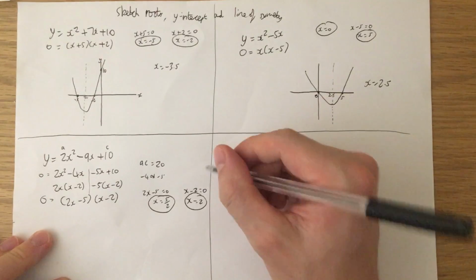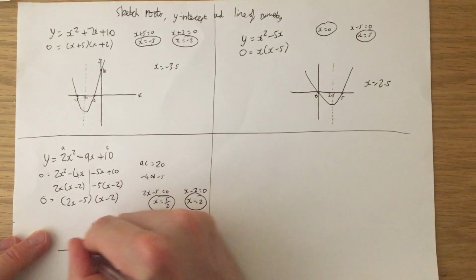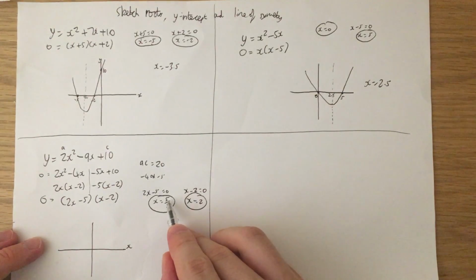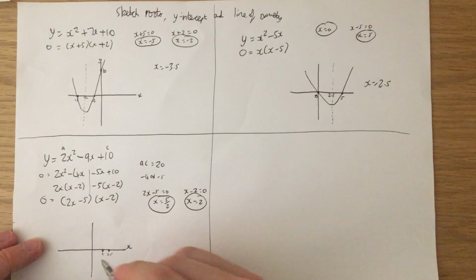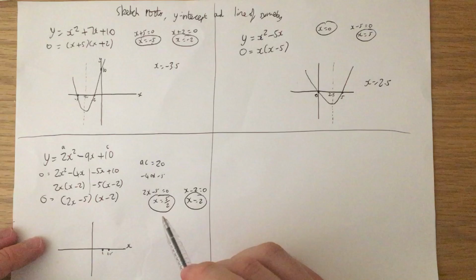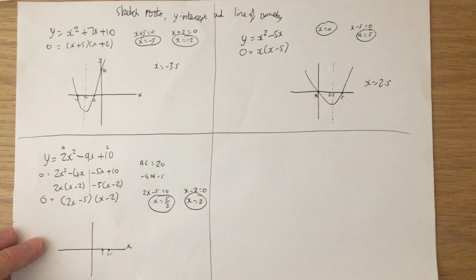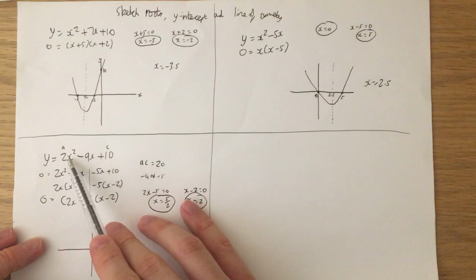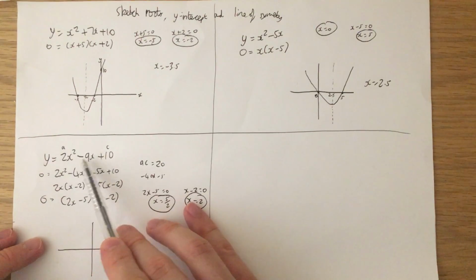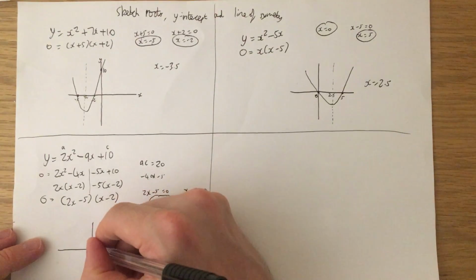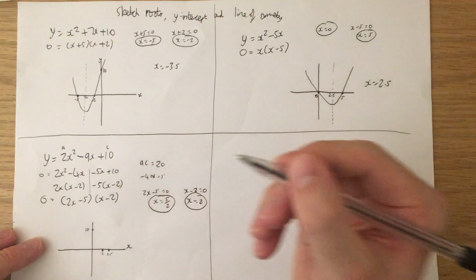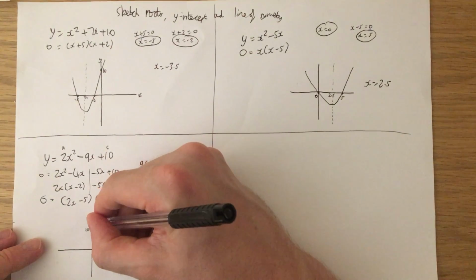Okay, so in this case, my roots are going to be x equals 2, which is just here, and x equals 2.5, which is just here. So 2 and then 2.5 for those two. Right, I now look at my y-intercept. My y-intercept is when x equals 0. So 0 squared times 2 is 0, minus 9 times 0 is still 0, leaving me with just 10, so y equals 10. Therefore my y-intercept will be 10. So I can sketch my graph now.